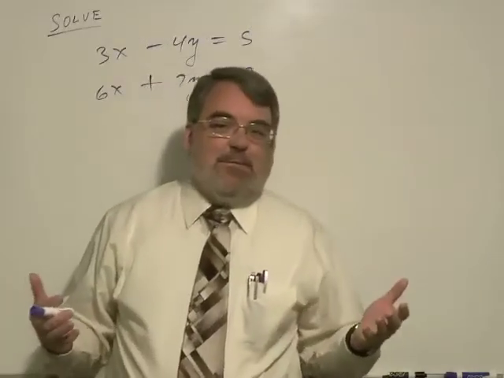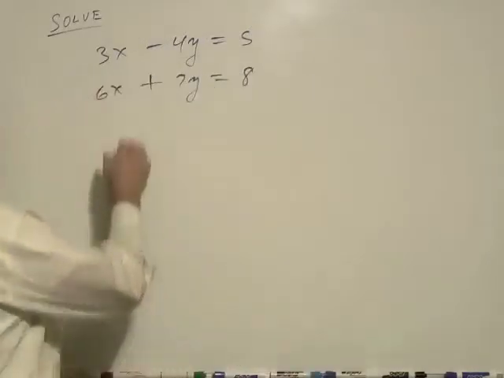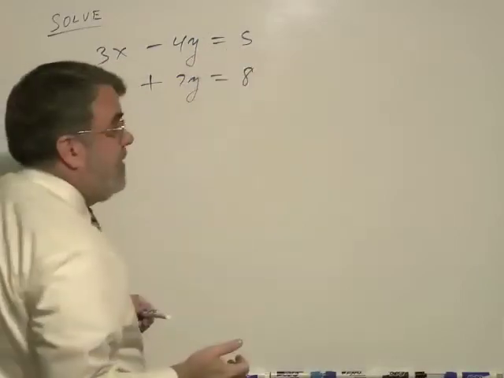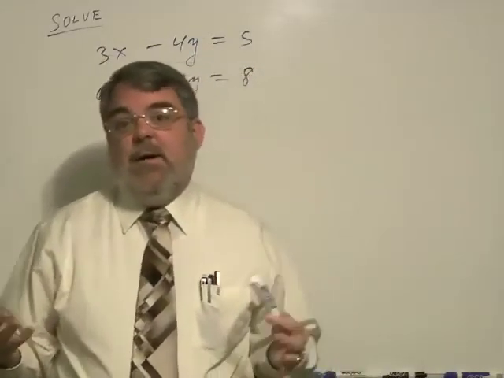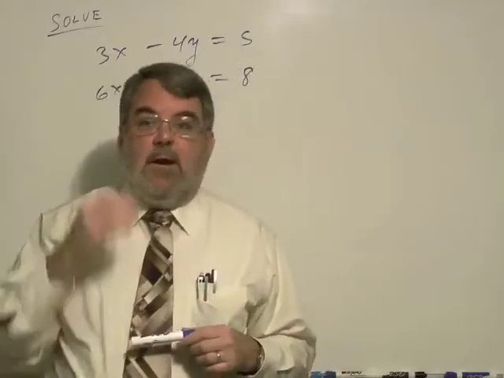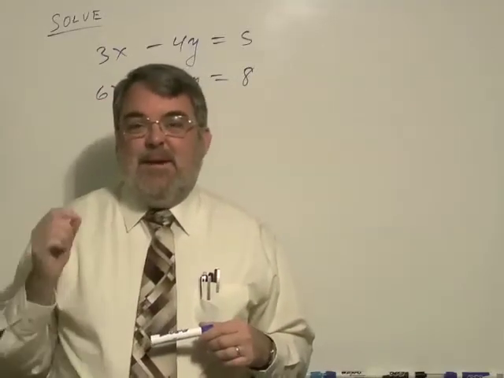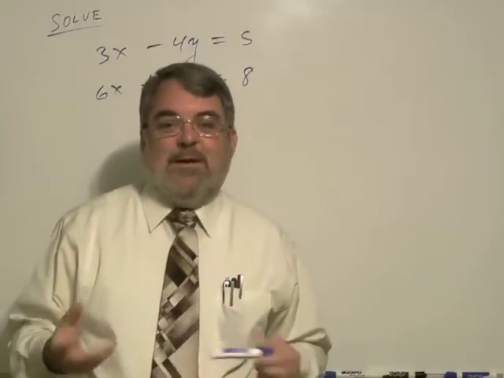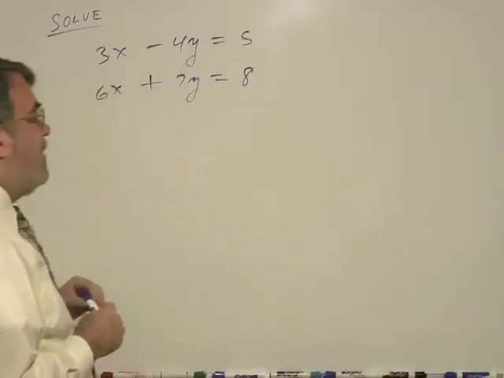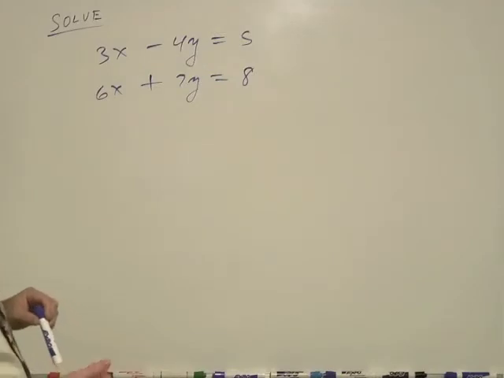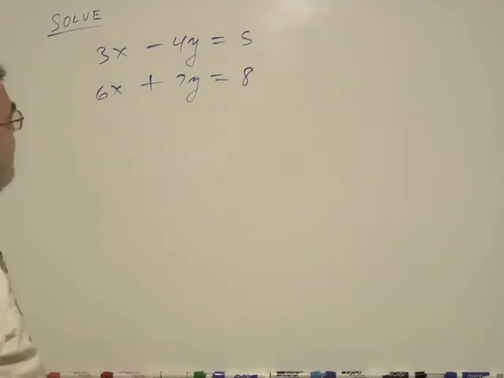Here's a small system of equations I made up. I'm going to solve 3x minus 4y equals 5, 6x plus 7y equals 8. And I'll solve it by Cramer's method. Now I can immediately tell that if there's a fraction in the answer, the denominator is probably going to be 45. Well, where does that come from?